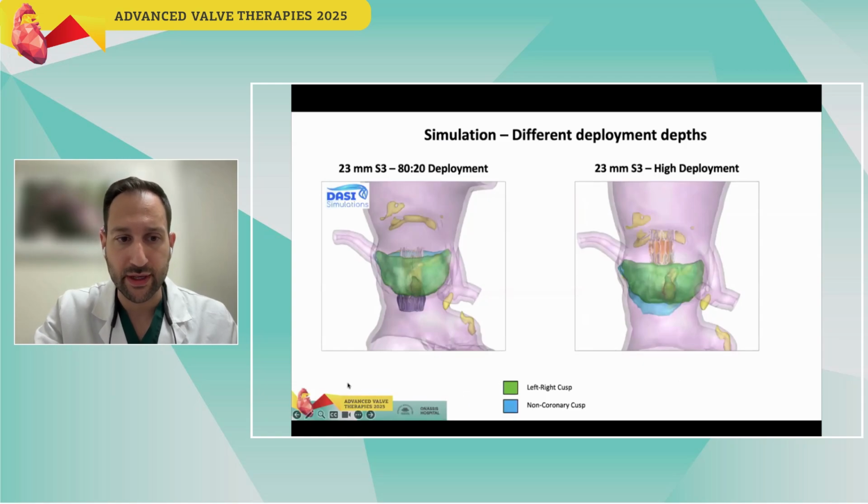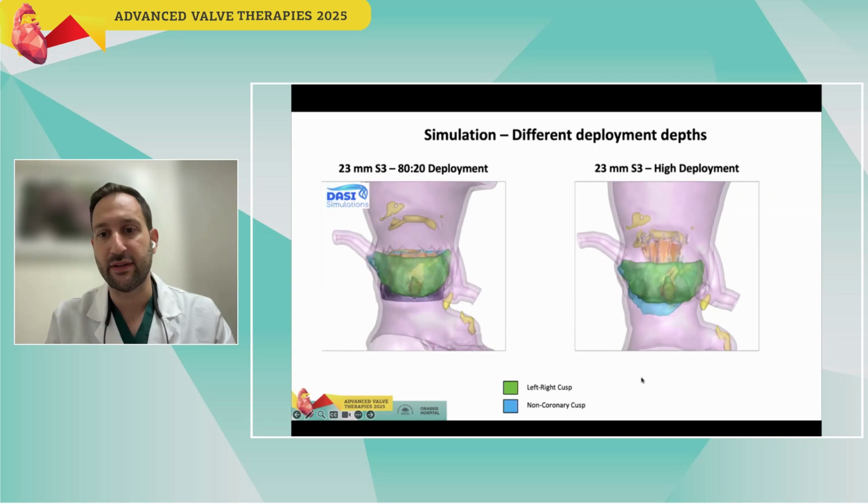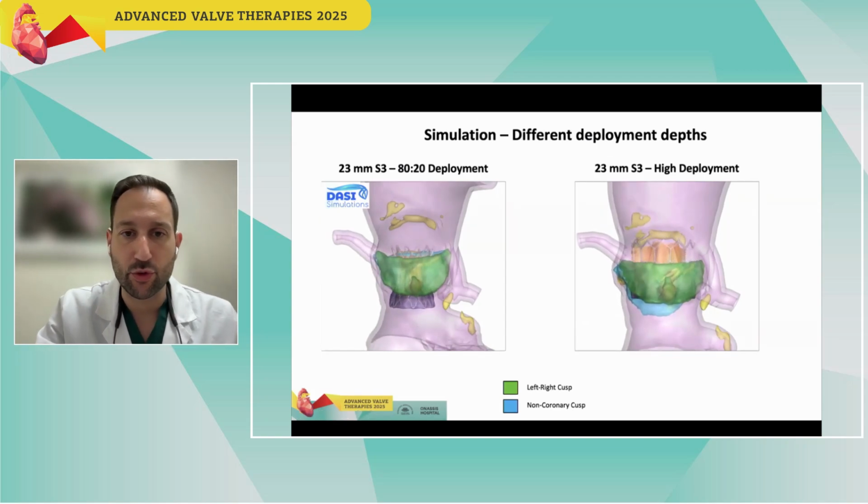So here we simulated with the DASI simulation software the 23 millimeter S3 valve at a conventional depth, like 80-20. And then we simulated a high deployment, just a couple of millimeters, 2-3 millimeters above the true annulus and the non-coronary sinus.